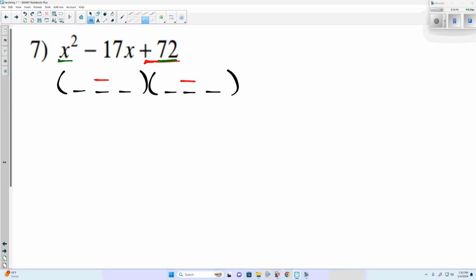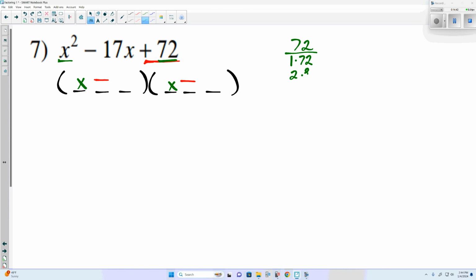Once we have the signs, we want our factors of the first and third terms. So we're looking for the factors of x squared and our factors of 72. Well, the factors of x squared are x and x. Those are the only factors of x squared. Now the factors of 72 are 1 and 72.